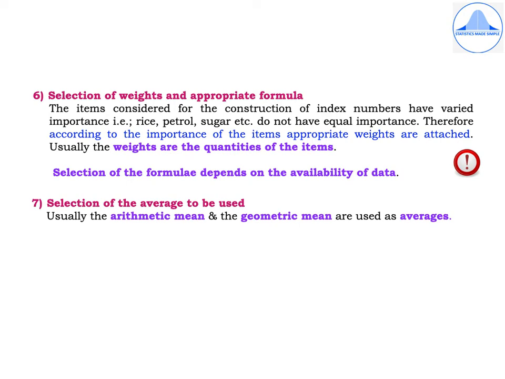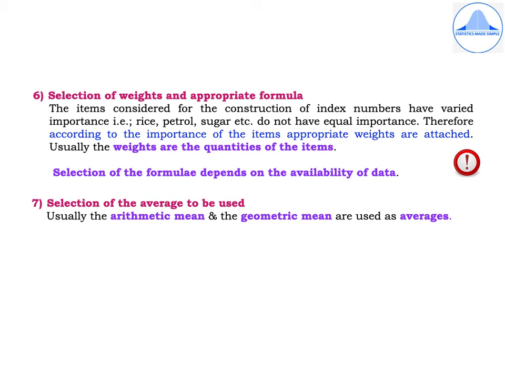Sixth step is the selection of weights and appropriate formula. The items considered for the construction of index numbers will have varied importance. For example, rice, petrol, sugar, or various commodities, they don't have equal importance. Therefore, according to the importance of the items, appropriate weights are attached.